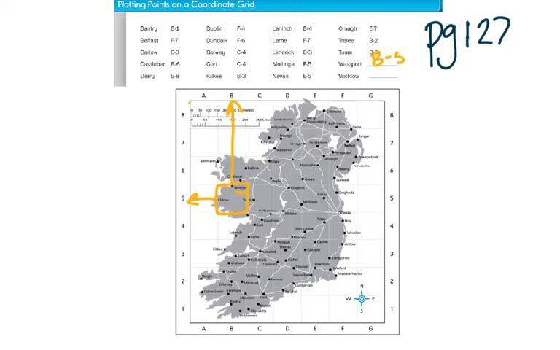Go ahead and fill in B5 in your math journal. And then let's find Wicklow. W-I-C-K-L-O-W. Wicklow.